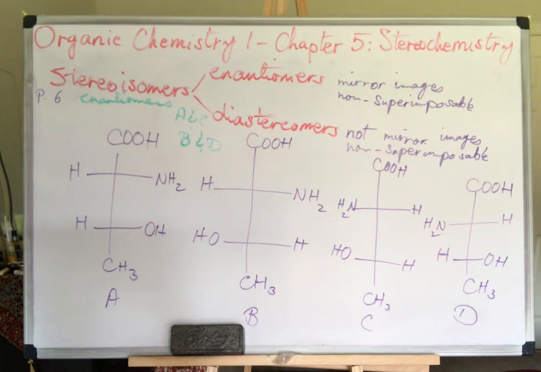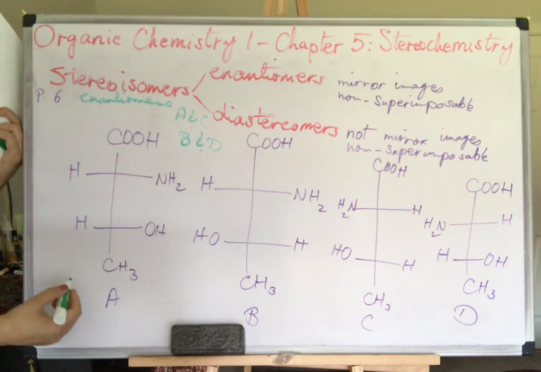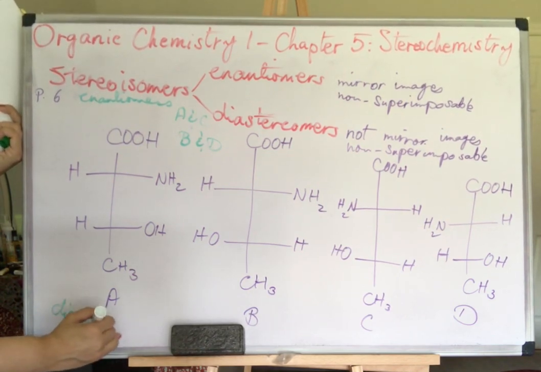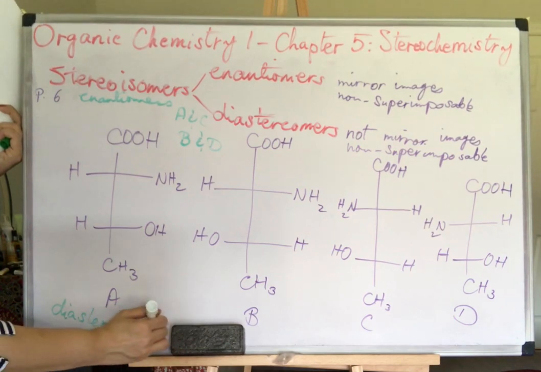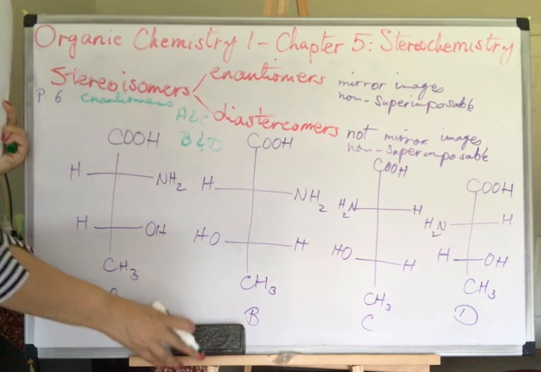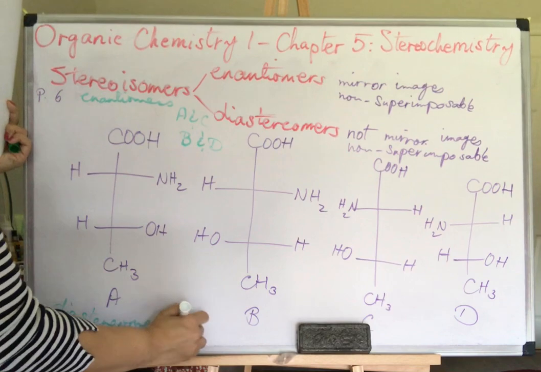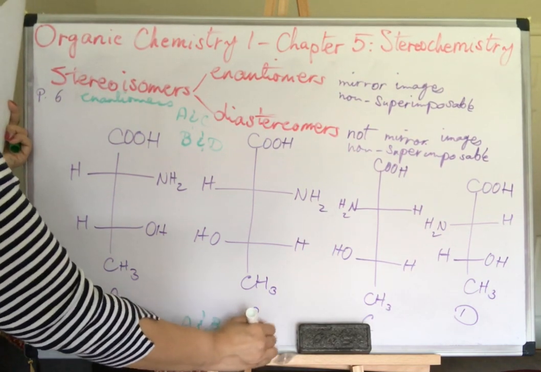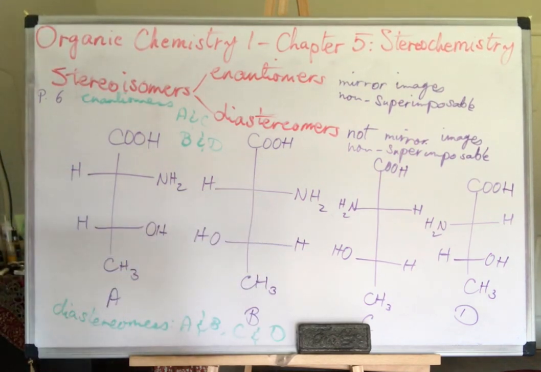And which ones of them are diastereomers? Means which ones are not mirror images? Diastereomers, the ones that are not mirror images, I would say they are A and B, C and D. Correct? So that's the difference between diastereomers and enantiomers.